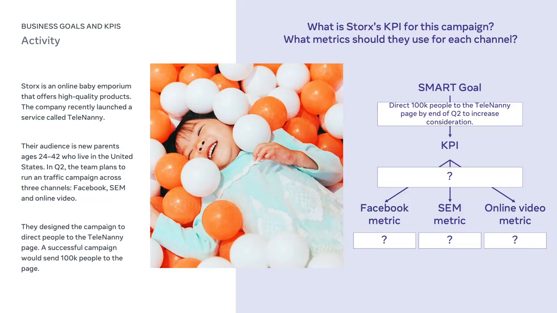Based on this information, identify the KPI they can measure and determine which metric they can use for each platform to confirm success. Let's try to think about the KPIs and metrics, and let's think about what you would use for this particular brand. And here are the answers that the team wrote. Their SMART goal is to direct 100,000 people to the Telenanny page by end of Q2 to increase consideration. And their KPI would be the number of people who visit the Telenanny page, and the metric for each channel would be the click-through rate.